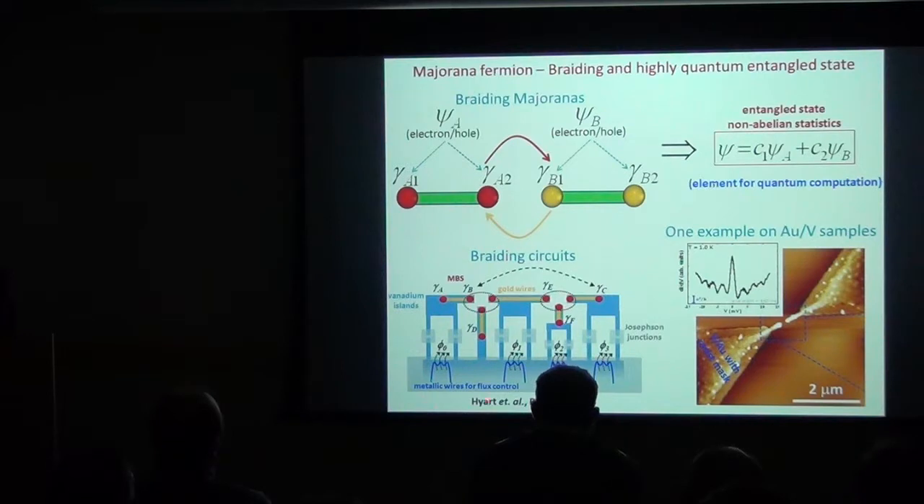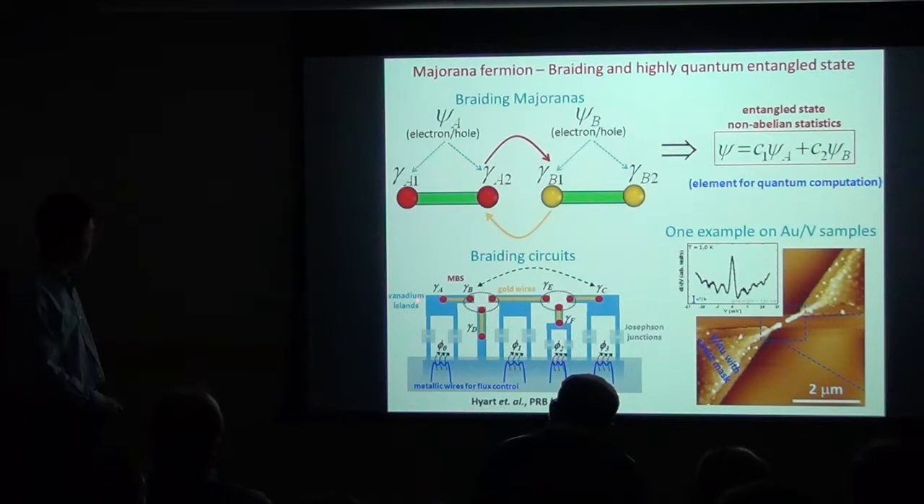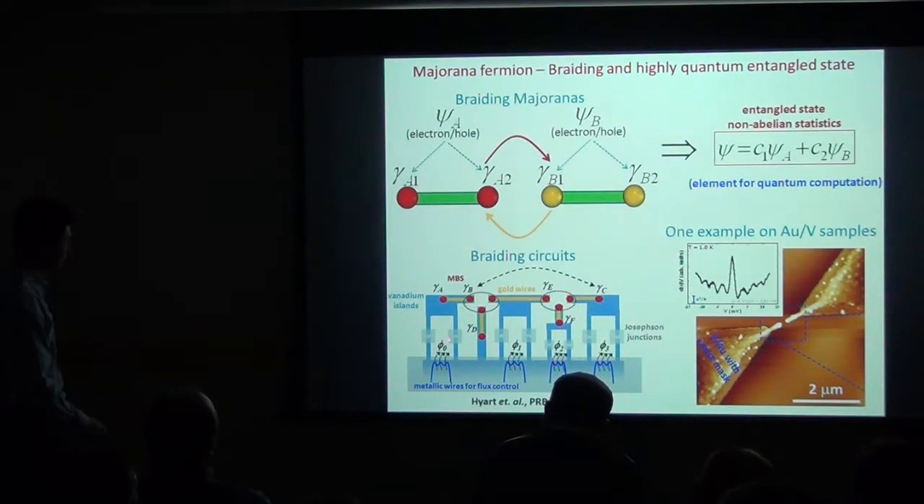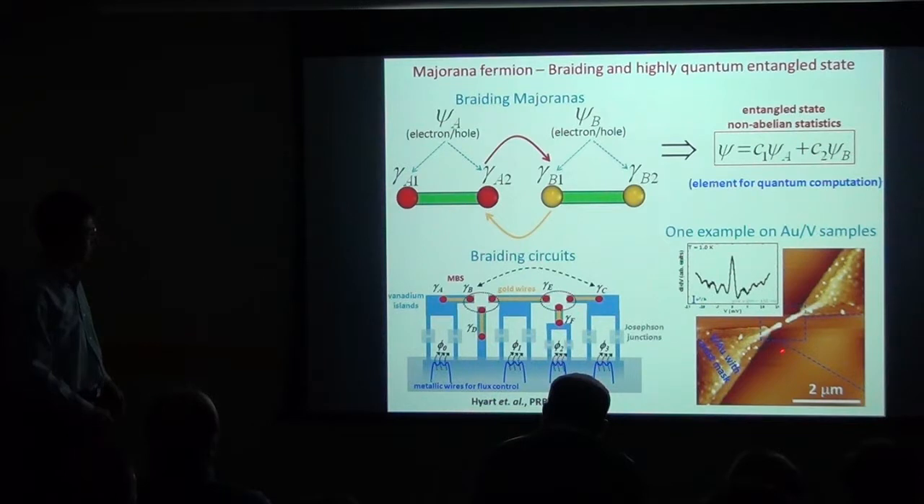And the basic braiding circuit, what I show here and propose here, has been predicted by a theorist from Beenakker's group in the Netherlands. So this braiding circuit can already be made. For example, we can make our gold nanowires on a niobium island. And the gold nanowire will form these T-junctions, what we call them. And this vanadium island will be separated from another big island by Josephson tunneling. And we can use a metallic wire to control the flux of the Josephson tunneling. That's already very mature.